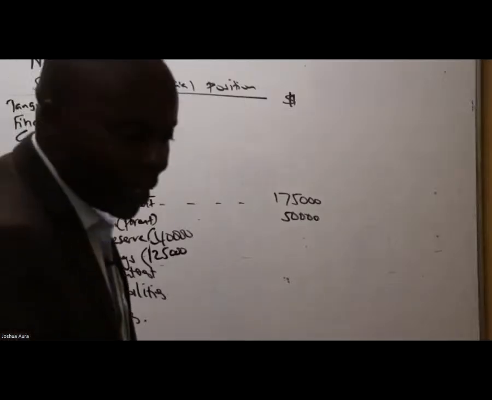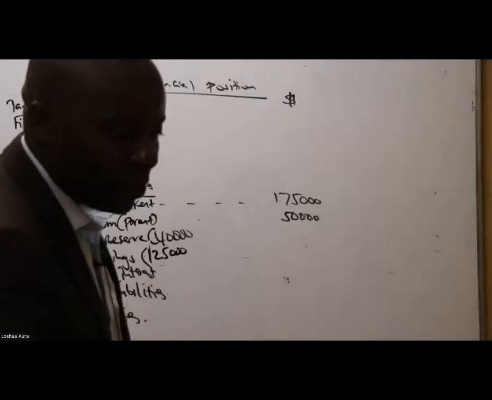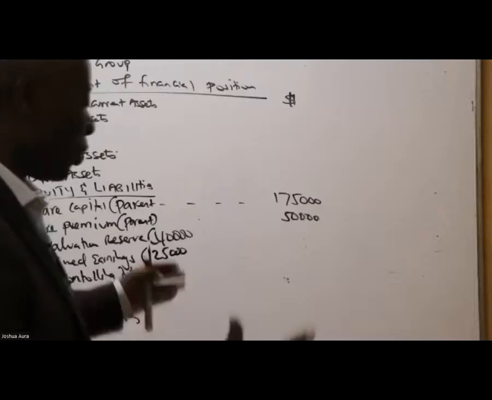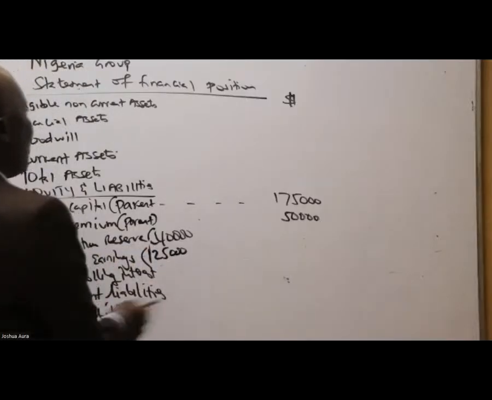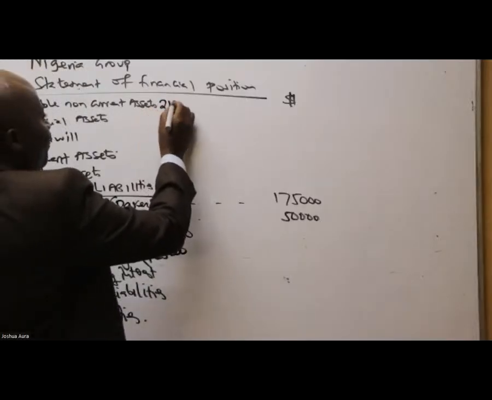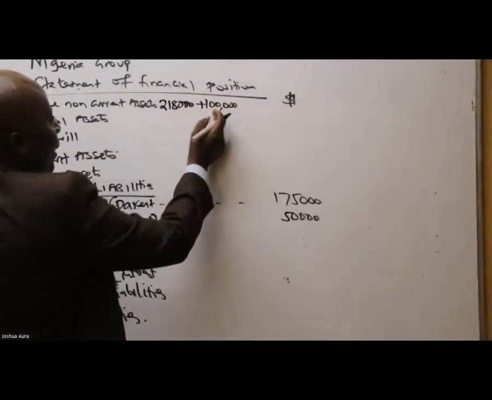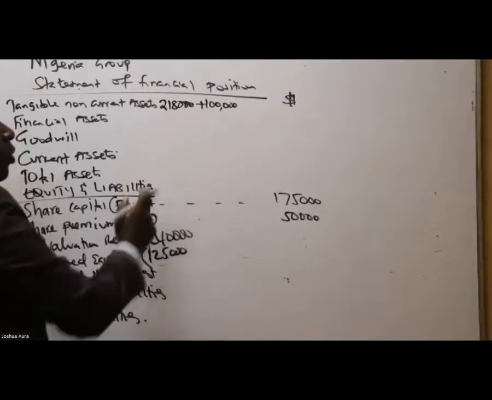So tangible non-current assets, what do we have here? Ladies and gentlemen, I can see Nigeria as 218,000 and Lagos as 100,000. So please combine the two: 218,000 plus 100,000, because consolidation is all about adding.